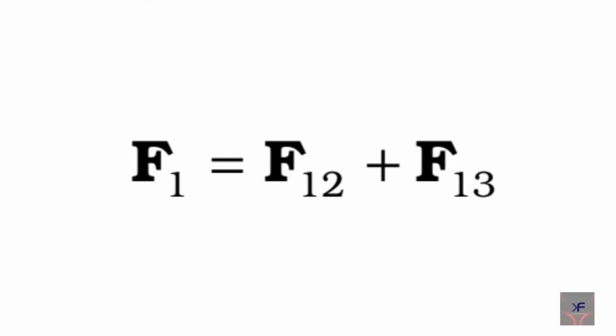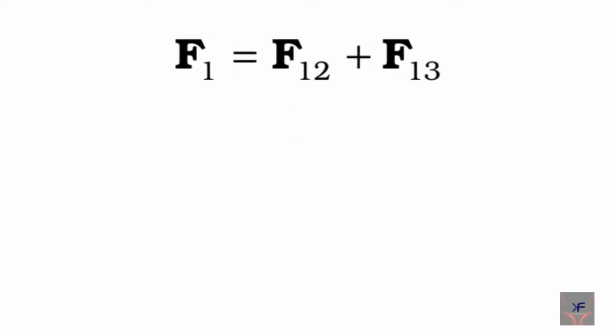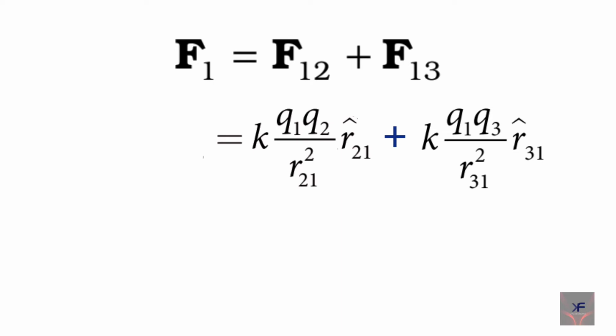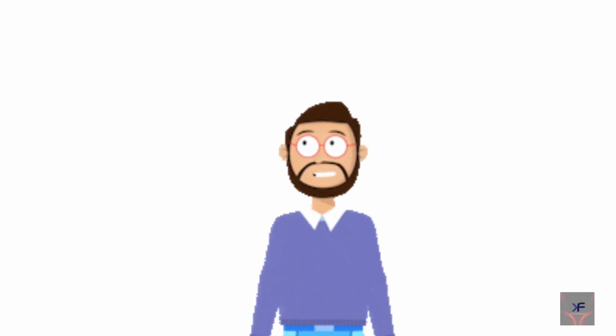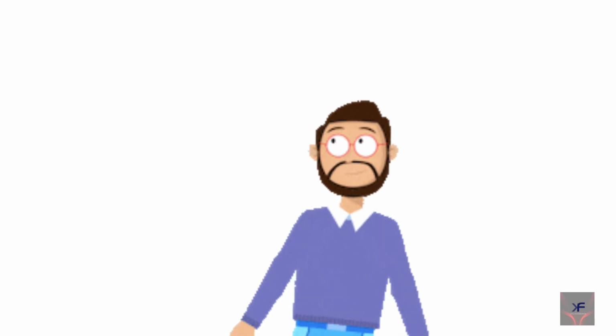F1 is equal to F1,2 plus F1,3, which is k into q1 q2 into r2,1 vector divided by r2,1 squared, plus k into q1 q3 into r3,1 vector divided by r3,1 squared. So now the calculation of force can be generalized to a system of more than three charges, as shown in the figure.